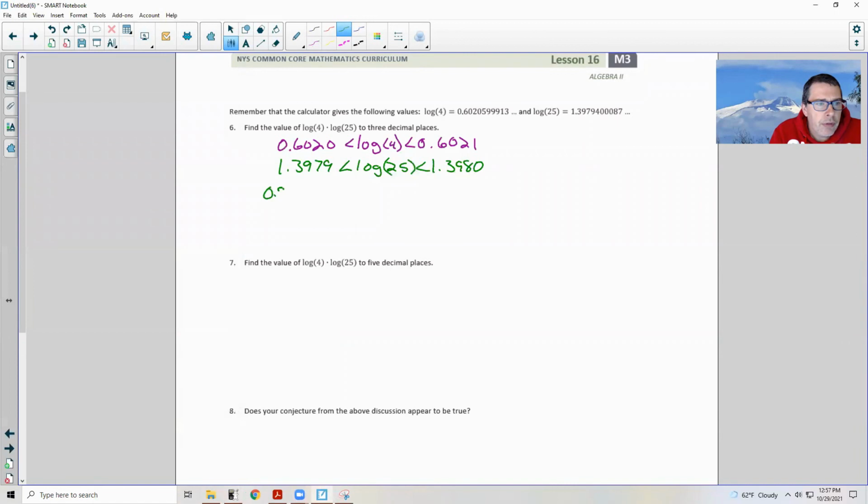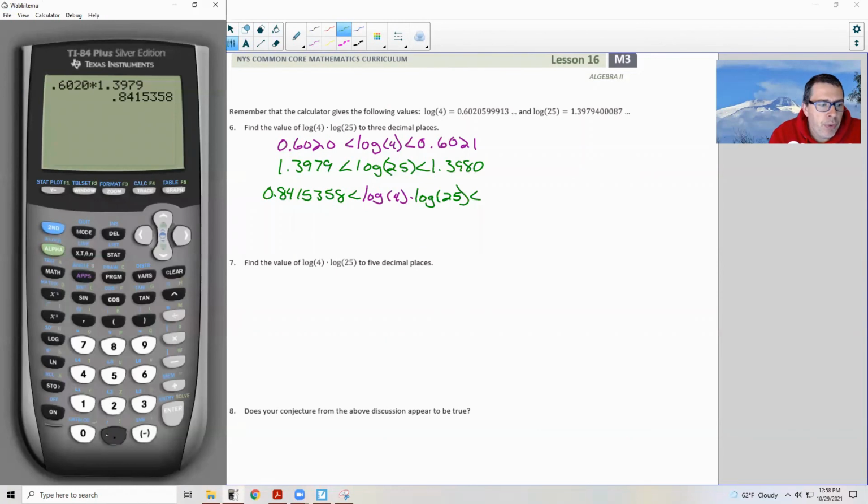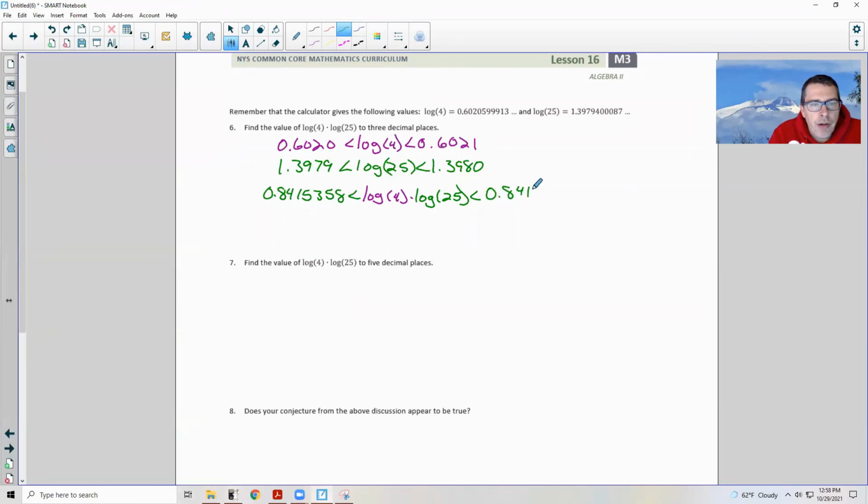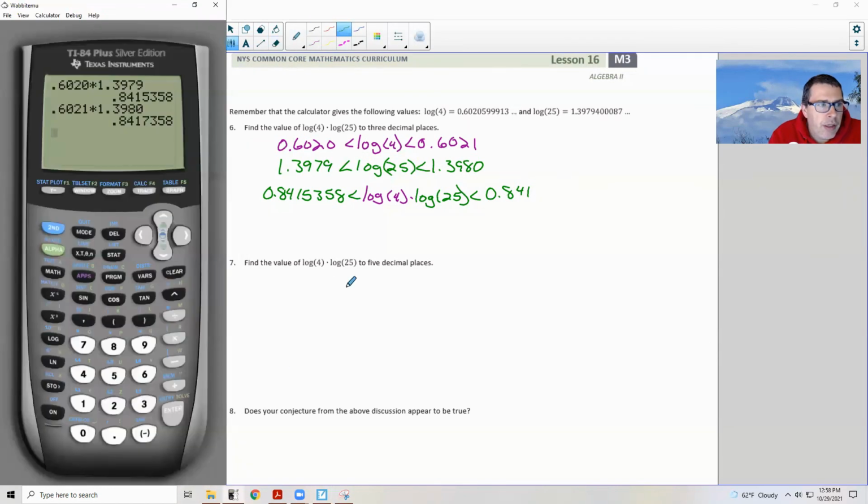So I'm just going to write this whole thing, 0.841538 is less than the log of 4 times the log of 25, which will be less than, and then we're going to do 0.6021 times 1.3980, and I get 0.841738.